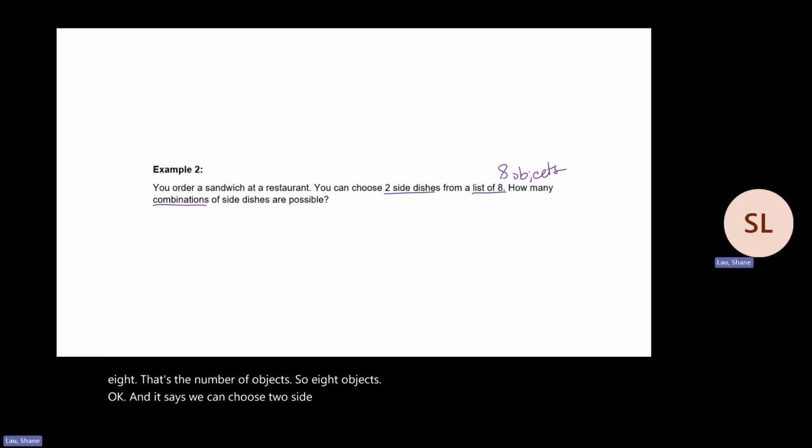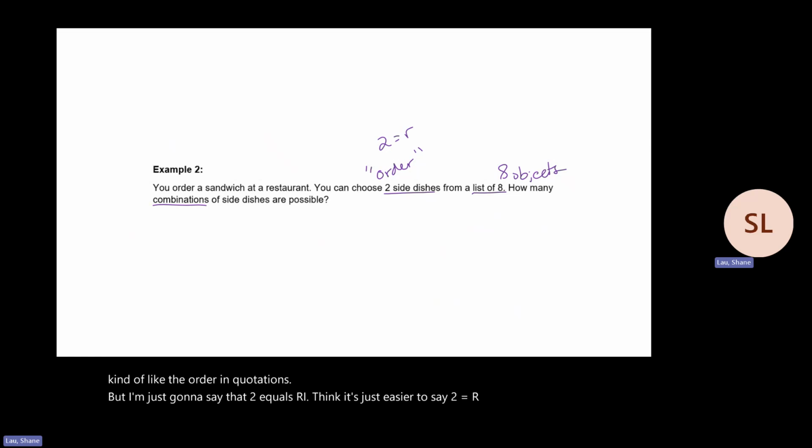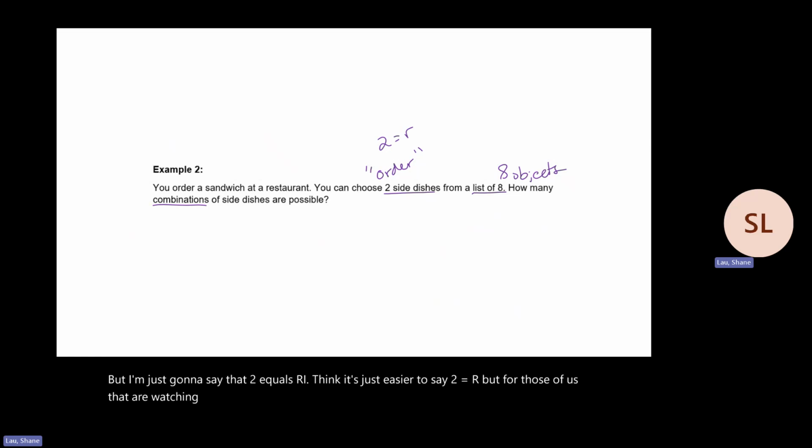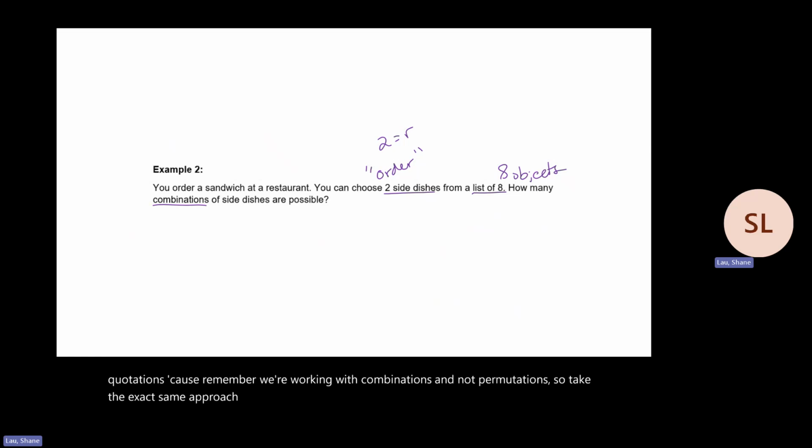In my classes, I said that this was kind of like the order in quotations. But I'm just going to say that 2 equals R. I think it's just easier to say 2 equals R. But for those of you who've already seen the lesson, think about it as that order in quotations, because remember, we're working with combinations and not permutations. So take the exact same approach as before, but instead of having nPr, we're going to have nCr.